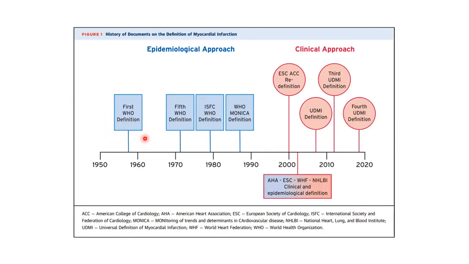The original WHO definition was back in the late 1950s and broadly based on an epidemiological approach. We have evolved to a more clinical approach, and one that includes a strong reliance on biomarkers, particularly troponin, and we will reference the fourth universal definition published in 2018.